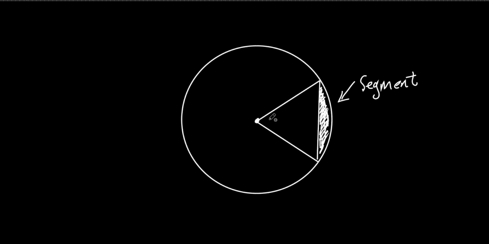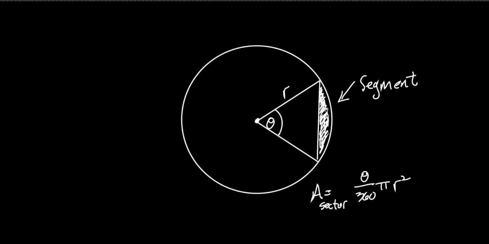What if I knew that angle and the radius, and I wanted to find the area of this segment? What would I do? Well, I could find the whole sector, couldn't I? So what would the area of the whole sector be? It would be theta over 360 times pi r squared.